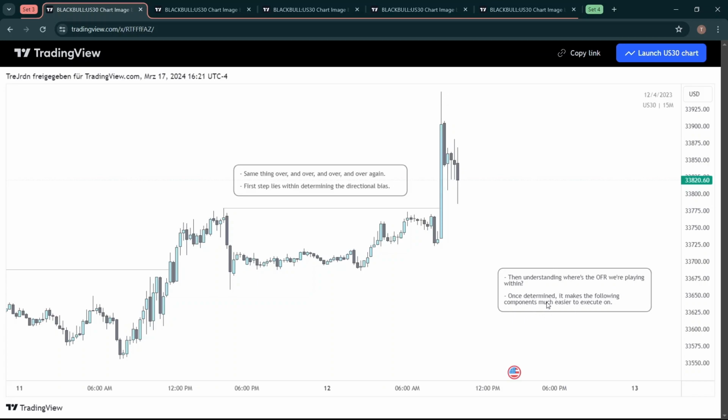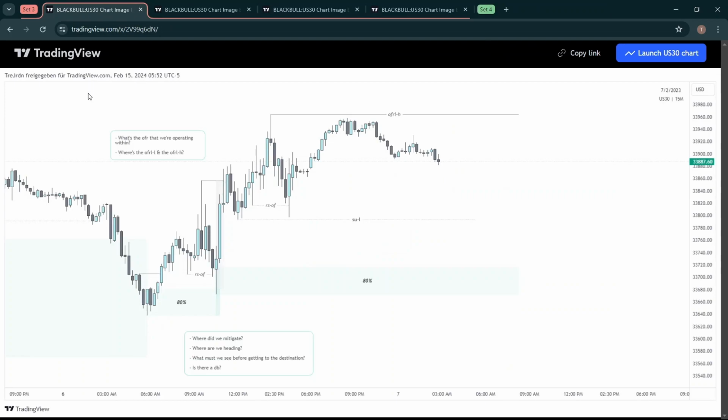As I've got in this little note here, understanding where's the order flow we're playing within. Going into the second step, and then once determined, it makes the following components much easier to execute. So step 2, step 3, and step 4 are easy to execute on. I know how I can get involved, I know where I can enter from, and I know where I can exit. But it all stems from having a proper directional bias, having a proper idea being framed.